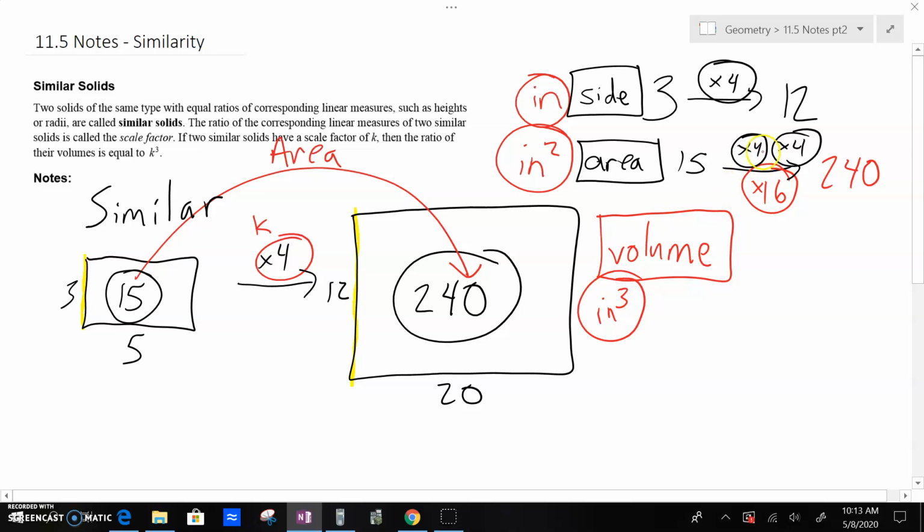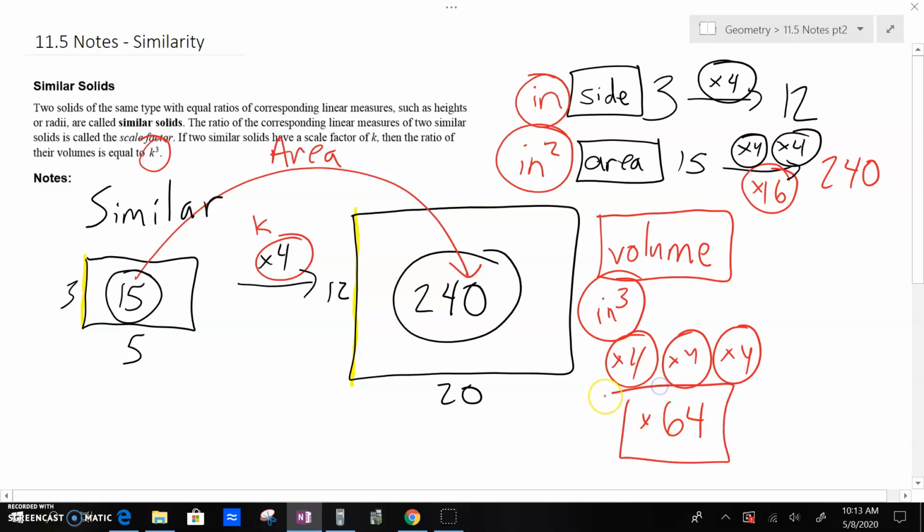So that situation happened twice with an area, once with a side, and now with a cube it's going to happen 3 times, and that's where this k cubed is coming from. So in this case, if we had 2 solids where one was 4 times as big as the other, the volume is not going to be 4 times as big, it's not going to be 16 times as big, it's going to be times 4 times 4 times 4. 4 times 4 times 4 is 64. It's going to be 64 times as big.